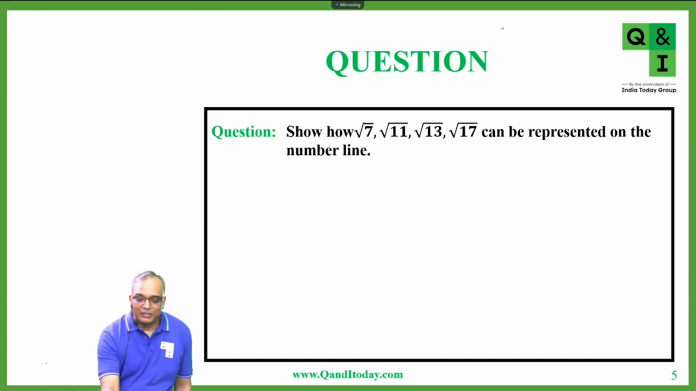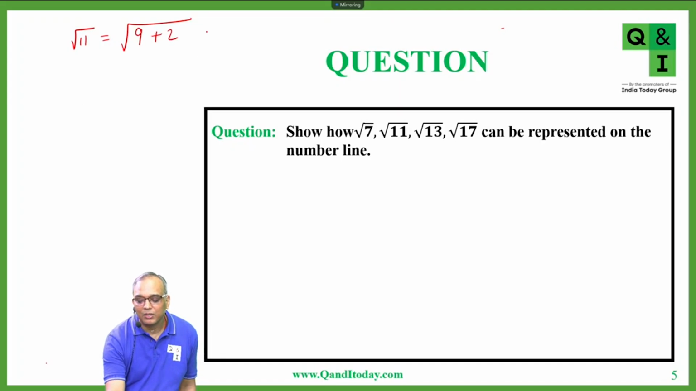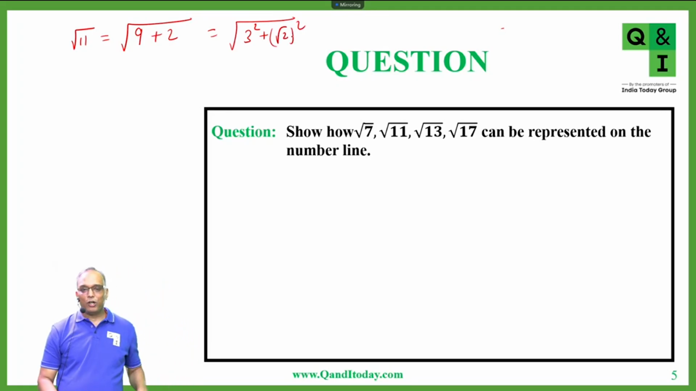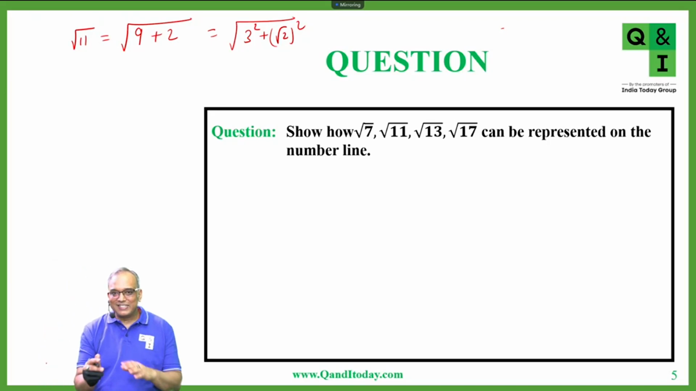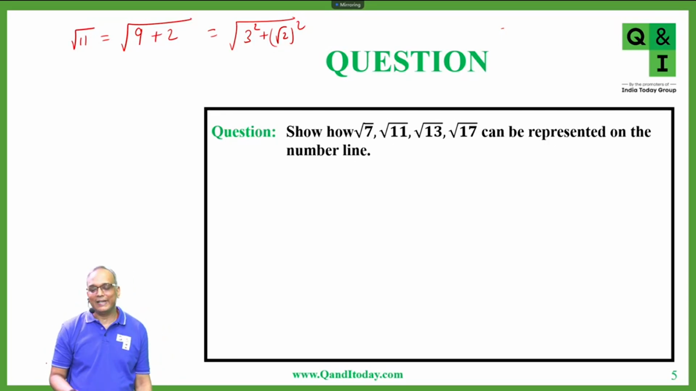Very good. So root 11 can be written as square root of 9 plus 2, which is equal to square root of 3 square plus root 2 square. So what this means is we will plot root 2 on the number line, right? Horizontal number line. And on the vertical axis, we are going to have 3 units there. So we will get root 11. Okay. So it is easier than root 7. Only one thing we have to draw root 2 and then we'll get root 11.